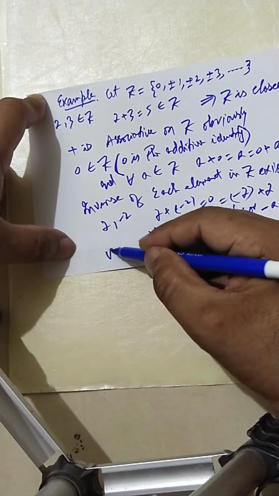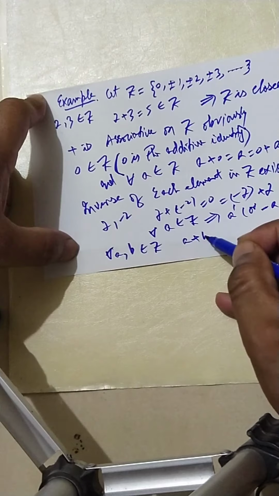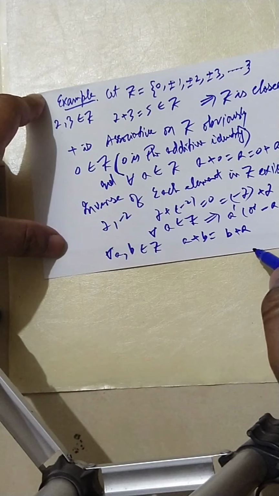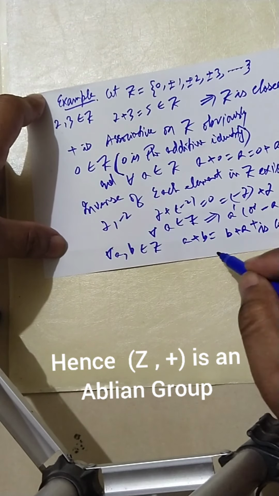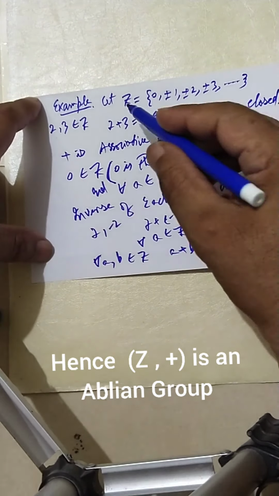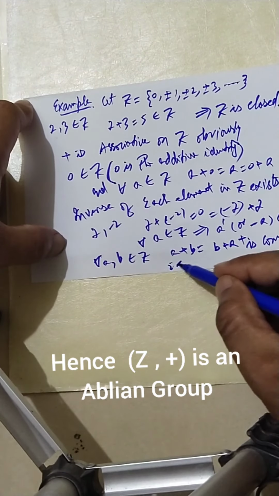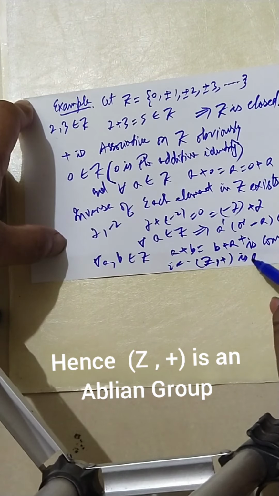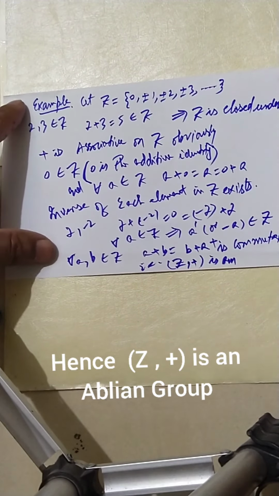Obviously, for all a, b belongs to Z, a plus b is equal to b plus a, meaning addition is commutative. So we can say Z is an abelian group under addition, that is Z and plus is an abelian group.